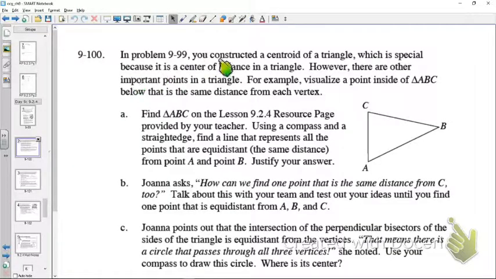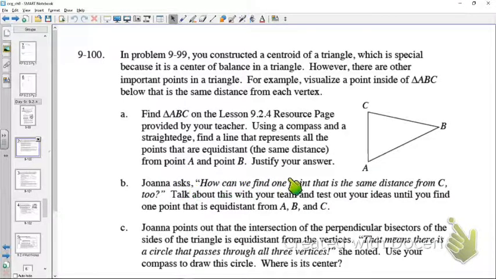In the previous problem, you constructed a centroid, which is special because it's the center of balance of a triangle. However, there are other important points in a triangle. For example, visualize a point inside ABC, right in here, that is the same distance from each vertex. In other words, is there a point that's equidistant from each vertex? I'm going to tell you what the name is after we do it. It says on the resource page, use a compass and a straight edge. Find a line that represents all the points that are equidistant from points A and B, and then justify. So we're going to build that.